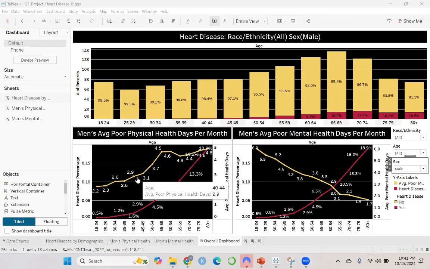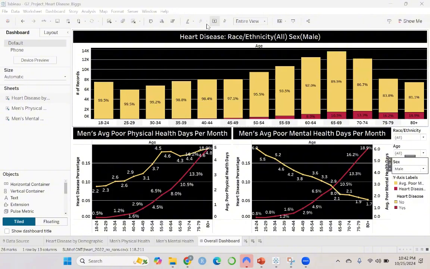Hello, everybody. I'm Brandon, and I will be showing you our group's next dashboard. This dashboard shows the correlation between heart disease and poor physical health days related to heart disease, as well as poor mental health days related to heart disease.